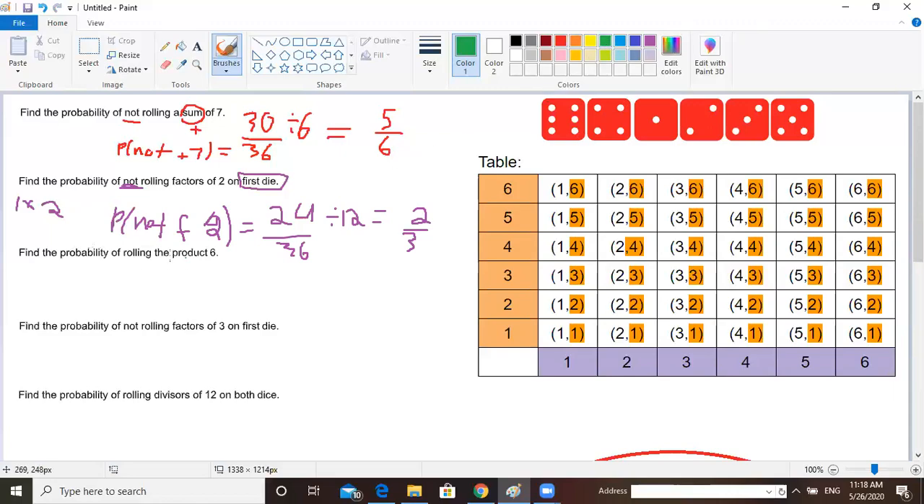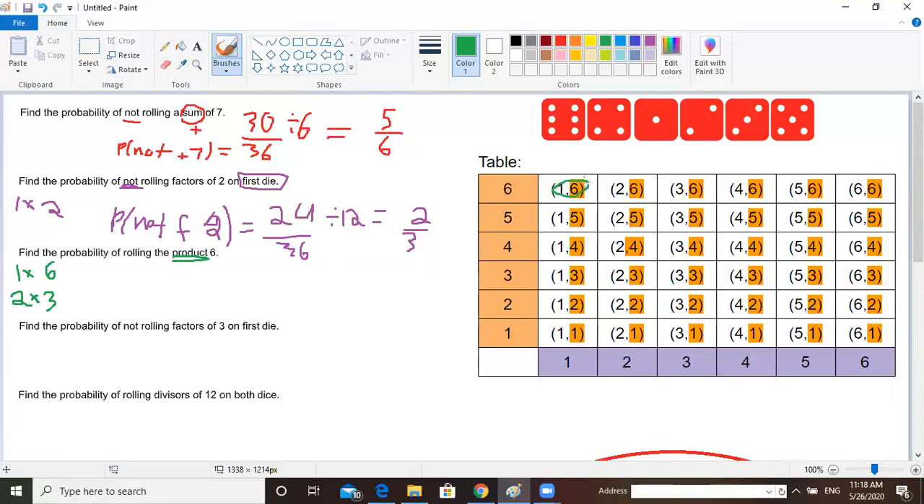Number 3 says, find the probability of rolling a product of 6. Product is when you multiply 2 numbers to get 6. So we have 1 times 6. We also have 2 times 3. So the 2 dice, we have to either have 1 and 6 or 2 and 3 for us to have them marked off.